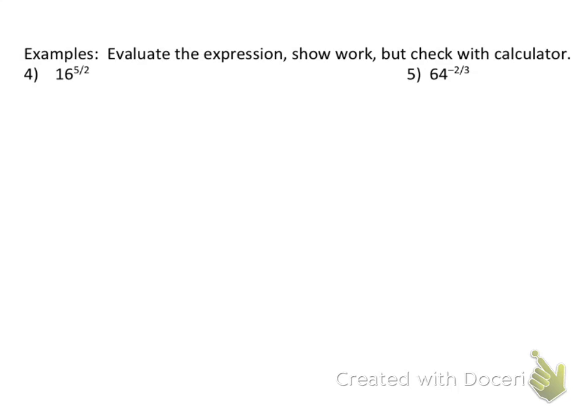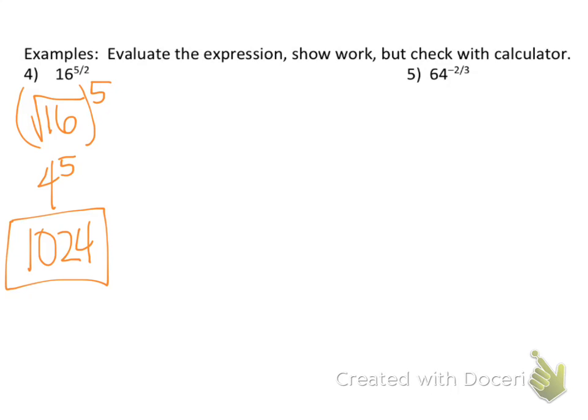Let's evaluate some of these expressions and show our work, and then we can check it with our calculator. So 16 to the 5/2, the denominator of 2 means we're dealing with the square root of 16, and then we're going to raise that answer to the 5th power. So the square root of 16, hopefully you realize, is 4. 4 raised to the 5th power is going to be 1024.